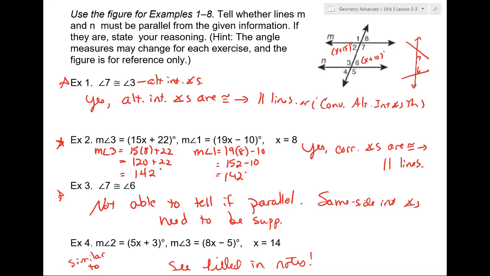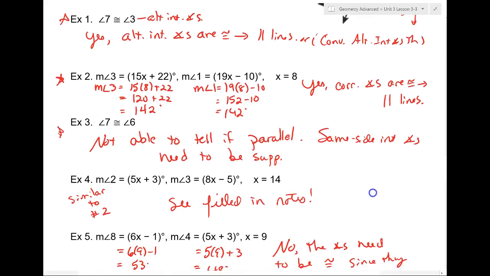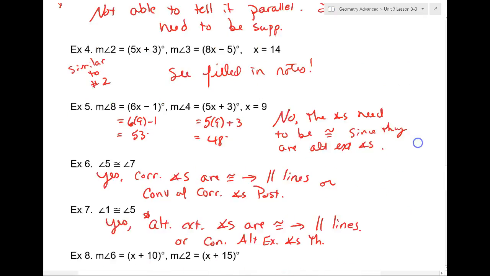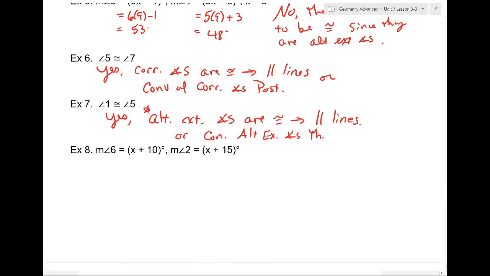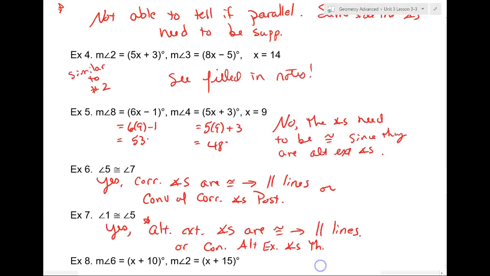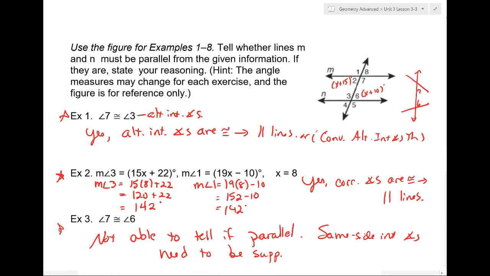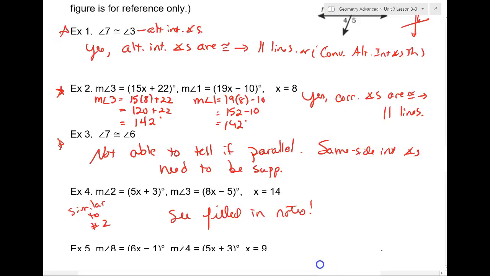So you can tell right away that if x is going to be the same thing, they can't be true. When I look at this, they're supposed to be congruent to each other, right? If I have parallel lines, 2 and 6 are alternate interior angles. Alternate interior angles need to be congruent. Look at the two of them.